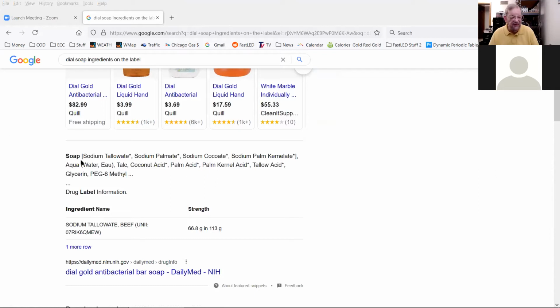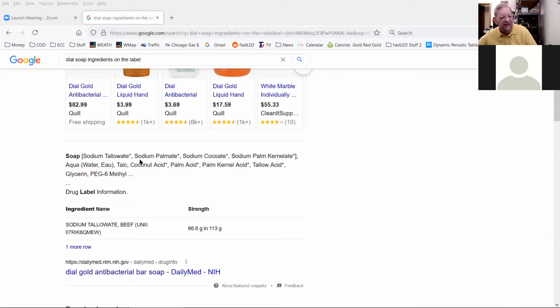Does everybody see where it says soap and it says sodium tallowate? All right, and I'll read it in case you can't, because it's on the label here too. It says sodium tallowate, sodium palmitate, sodium cocoate, sodium palm kernelate, aqua, which is water, coconut oil, palm oil, tallow acid, glycerin, PEG-6 methyl ether, and fragrance, and sodium chloride and pentasodium, tetrasodium, and titanium dioxide.